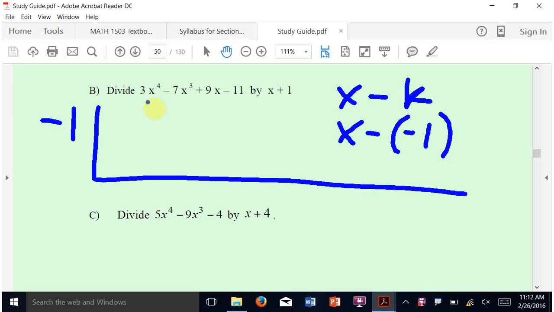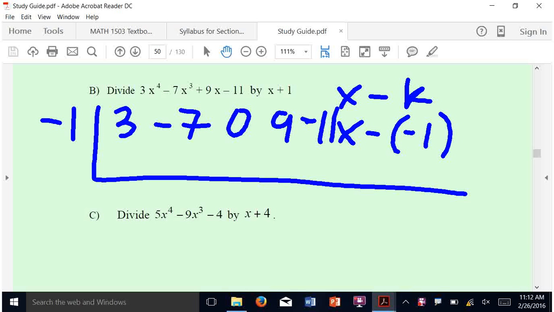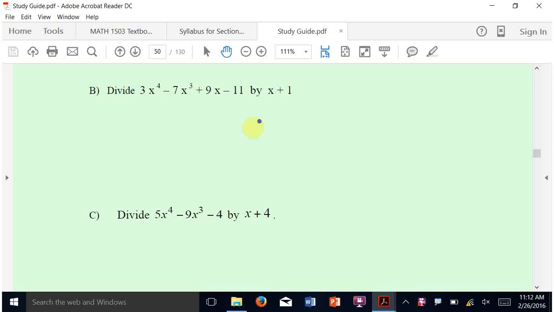And then we're actually not going to put any variables in with synthetic division. So you'll be dealing with just the coefficients. So you have 3, negative 7, and it's important to put in zeros, very important. So you don't have an x squared term, but you'll definitely need to put a 0 in here. 9, negative 11. These go 3, negative 7, 0, 9, negative 11. Okay, let's rewrite that a little better.